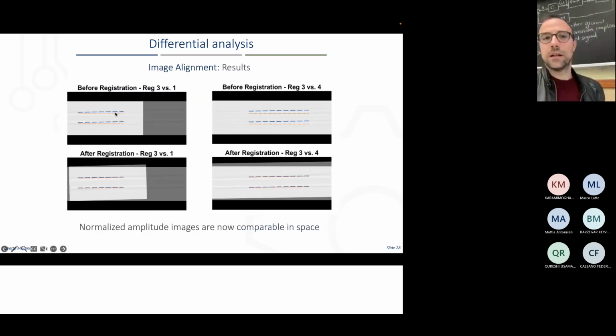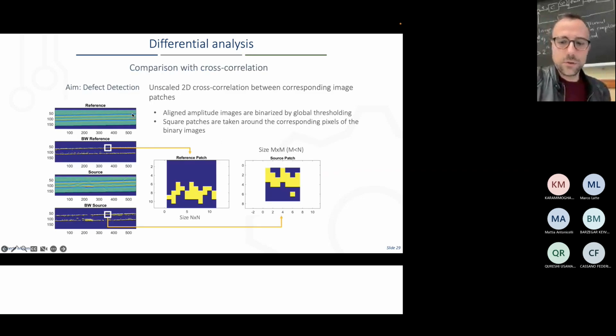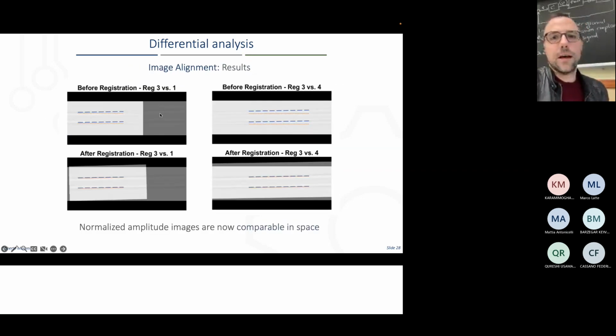Now, these are the results, for example. I just try to highlight the position of the edges. Sorry, and region 3 versus region 1. If you remember, region 1 was smaller than region 3.